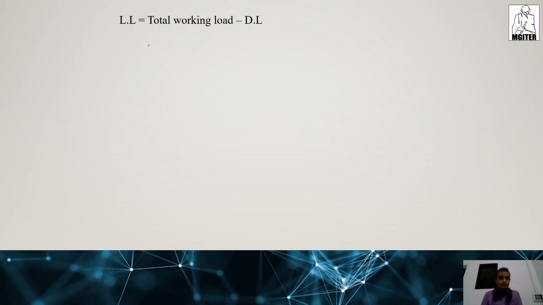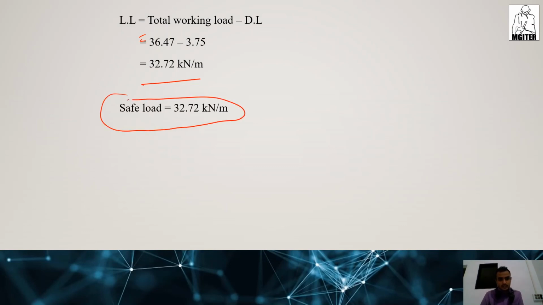Then the live load: we have the total working load, 36.47 minus 3.75, which is the dead load. So we find the live load is 32.72 kN per meter. So this is the safe load. I can apply 32.72 kN per meter load on the beam. Okay, this is the analysis of the beam.